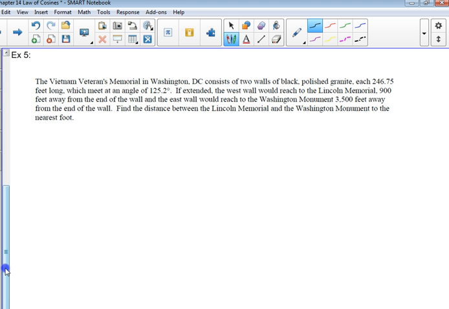Now, in this problem, it is very important how you start. There's a lot of different monuments going on. You have the Vietnam Veterans Memorial. I'm just gonna go through it in sections. It consists of two walls that are each 246.75 feet long. But look at this part. This is your big clue how to start. You have two walls meeting at an angle, so it should look like this. Those are your two walls.